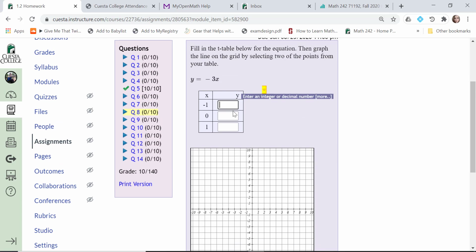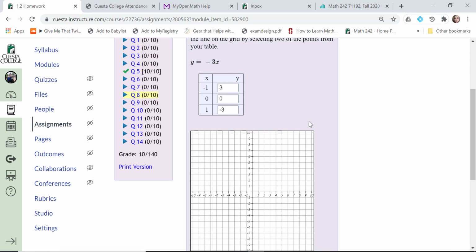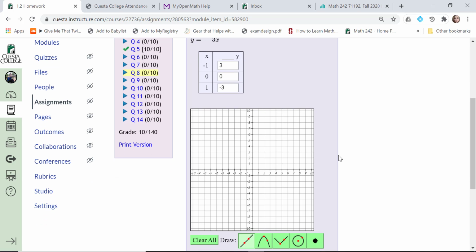Okay, so negative 3x, I'm going to plug in my x values. That gives me 3. This would give me 0. This would give me negative 3. And then none of that's applicable here. So just checking, 3, 0, negative 3 looks good.